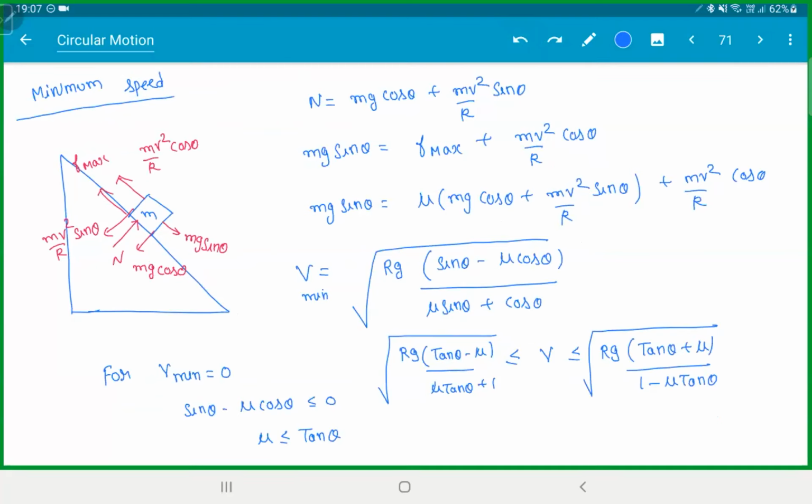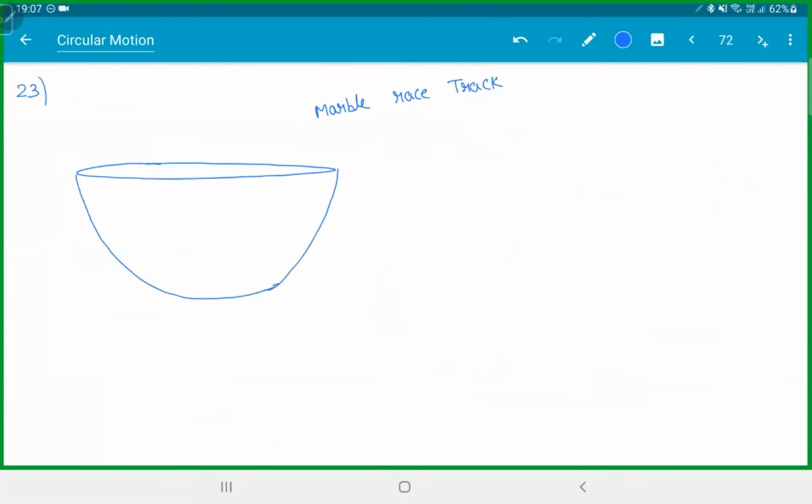So your banking speed is 40. Even if you go 50, you won't skid, because the friction will come and balance that extra 10 kilometers per hour. Clear? That's what I mean. The friction is the extra thing.